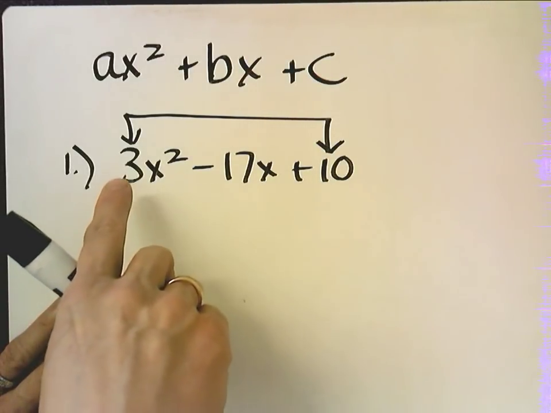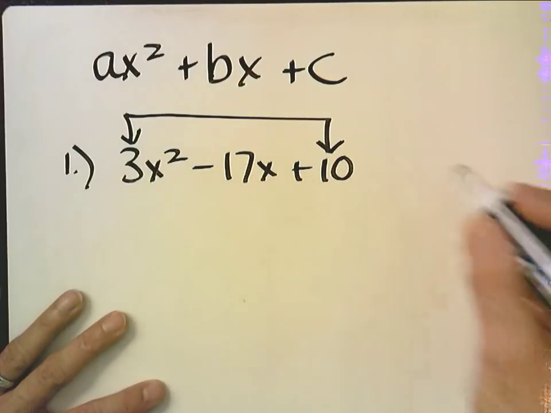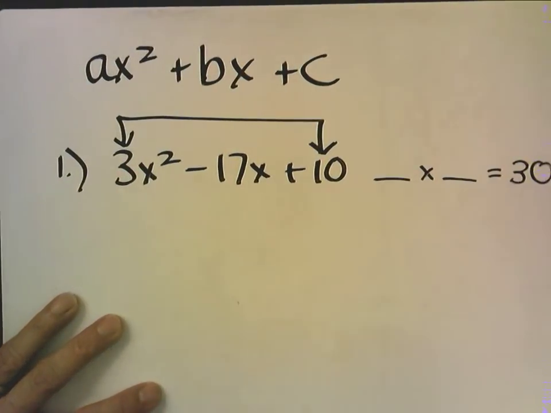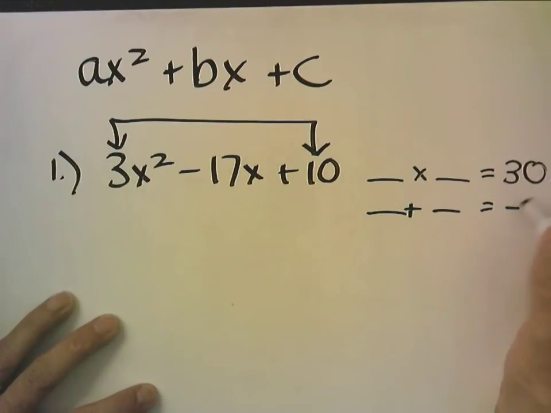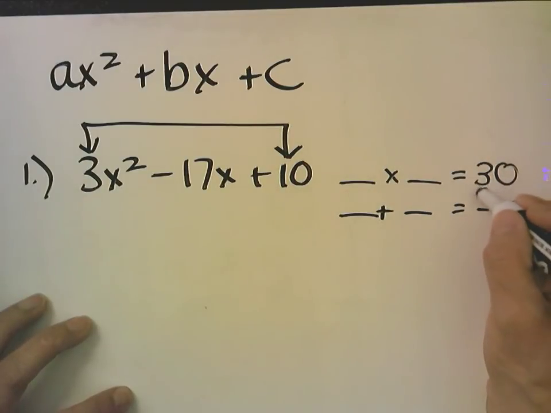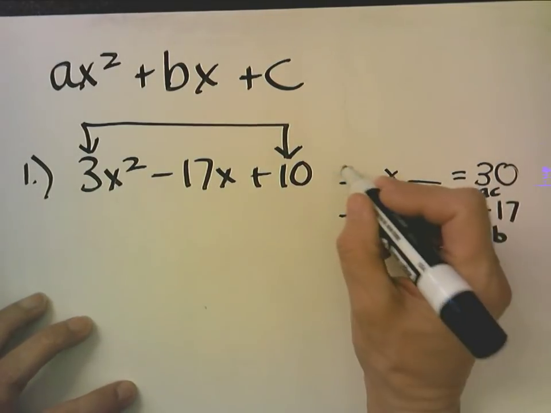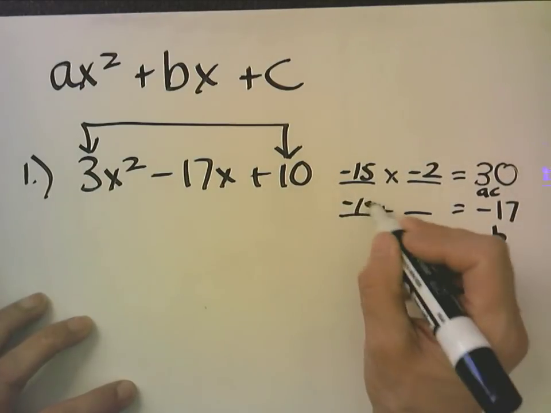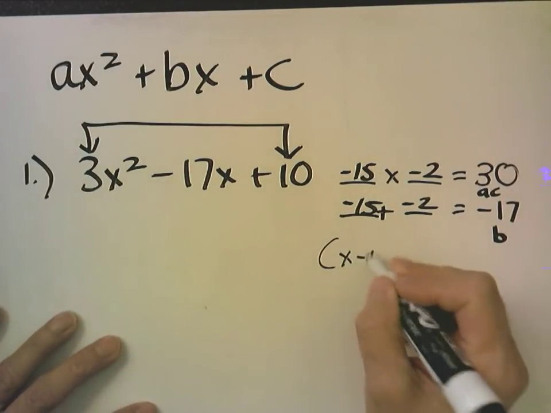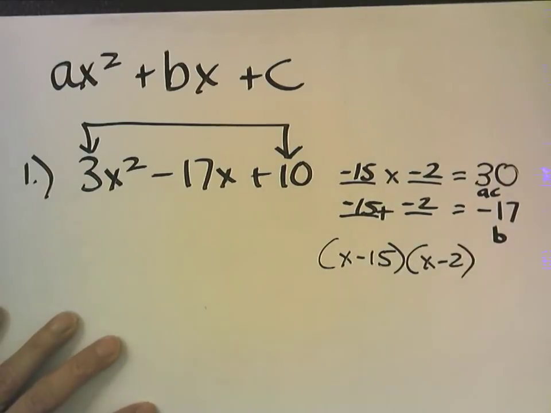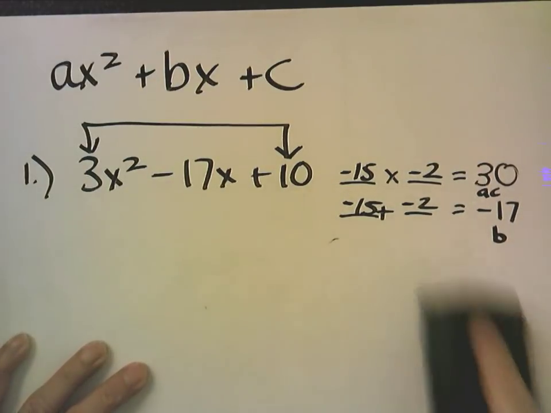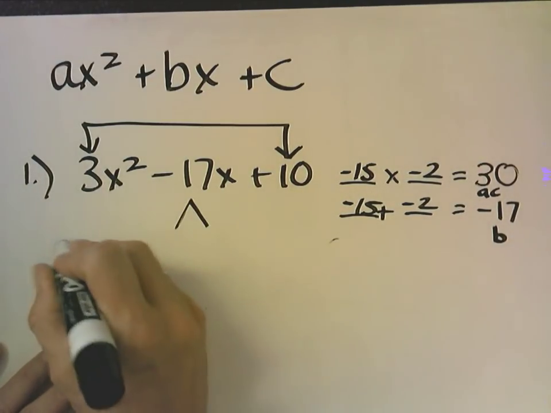Now, we actually have to multiply a times c, or 3 times 10, and say what numbers multiply to equal 30, but add up to equal negative 17. So, they multiply to equal a times c, but they add up to b. So this would be negative 15, negative 2. Now, if a was 1, you could use your magic numbers and you would be done. But since a is not 1, this will not work. So now, you have to split this like we did before.